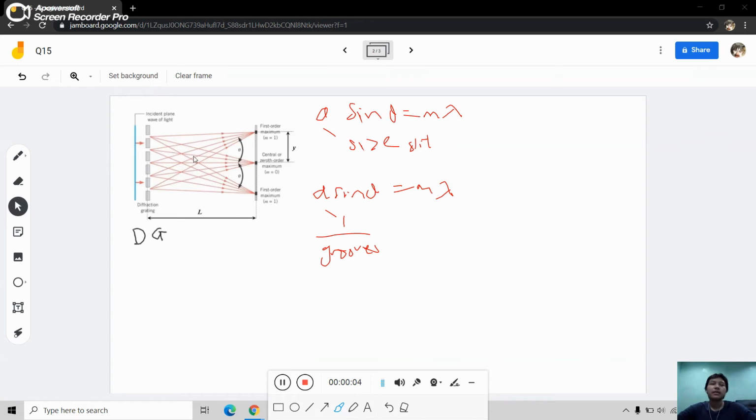Looking at the diagram again, you see this is the size of slit, this is grooves, and this is the fringes, the central maxima, the first order maxima, and the first order maxima on the bottom side, where m goes to -1, but still you find the same answer. So the order can be from ±1 to infinity. It depends on the fringes that appear on the screen. That's the brief explanation, I guess. Let's move on to the question.